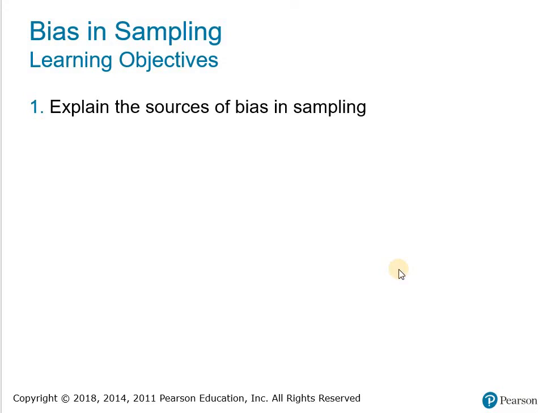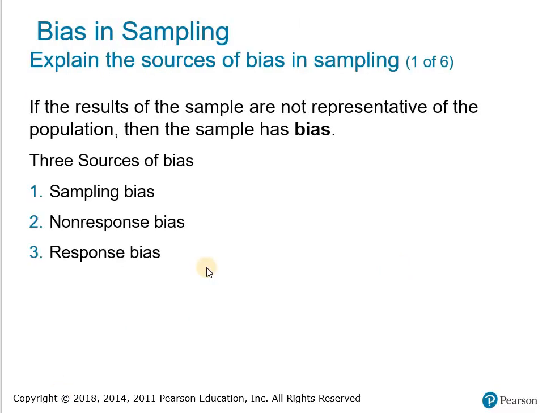Now that we learned how to create a sample using different techniques, we're going to explain the sources of bias in sampling. If the results of the sample are not representative of the population, then the sample has bias. There are three sources of bias. The bias could be a sampling bias, or it could be a response bias, or it could be non-response bias.